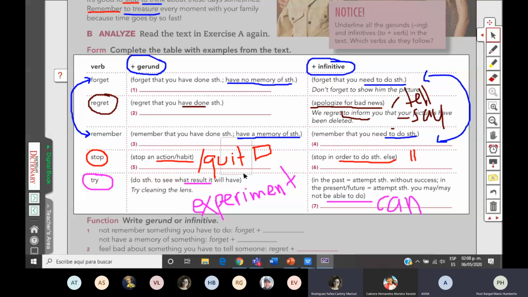Y el de acá es, intenta ponerle canela, a ver a qué sabe. No te estoy diciendo a ver si puedes o no. Yo sé que lo vas a poder hacer. Lo que quiero saber es el resultado. What's going to happen? So that's try with ing. And try with infinitive is to see if you can. Okay, a ver, trata de arreglarle aquí porque no puedo. Tú intenta, try to do it.